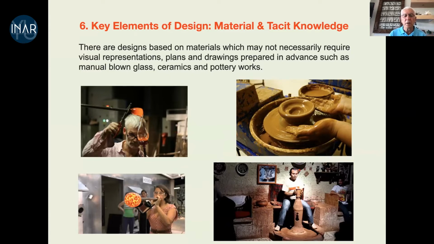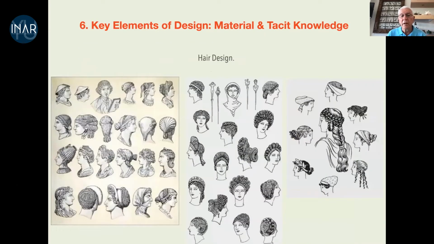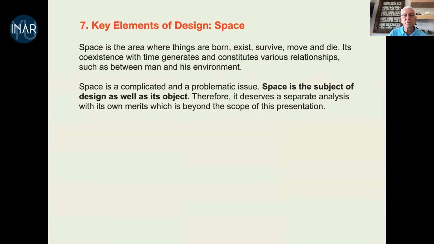While producing the object, he uses this knowledge, we call it tacit knowledge, and gives the shape he or she wants. For instance, this one, hair design. Yes, we see illustrations, but we never know how they achieve this. It's only the master's experience and the tacit knowledge that enable them to produce that sort of variety. So material and tacit knowledge are important elements. And for me, the seventh one is the space.